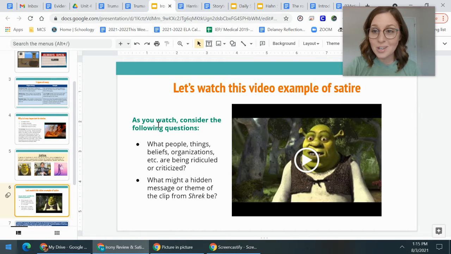As you're watching, I want you to consider these questions. One, what people, things, beliefs, organizations, etc. are being ridiculed or criticized? Two, what could be a hidden theme or message from this clip in Shrek? And then when you've thought about what's being ridiculed, what's being criticized, what could a theme be, come back to this video.